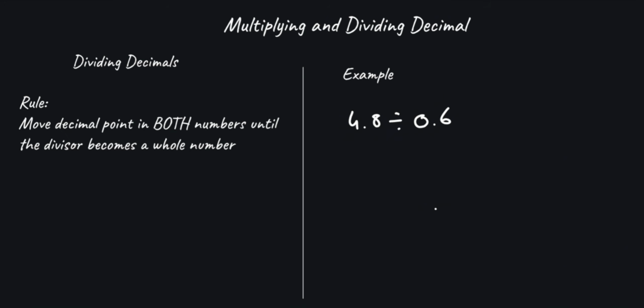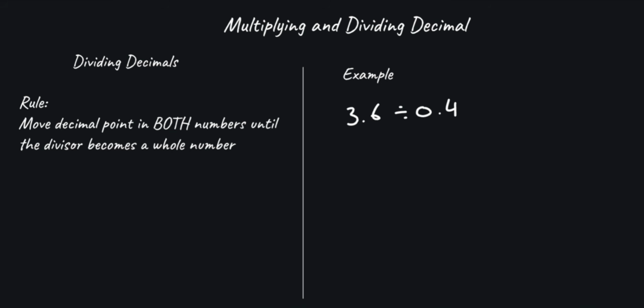So here's a question. 4.8 divided by 0.6. Let's solve this. So 4.8 over 0.6. We're going to move the decimal place once and once. What does that give us? 48 over 6. The divisor, which is the denominator, is a whole number now. So we can now divide. So how many times does 6 go into 48? Goes 8 times.